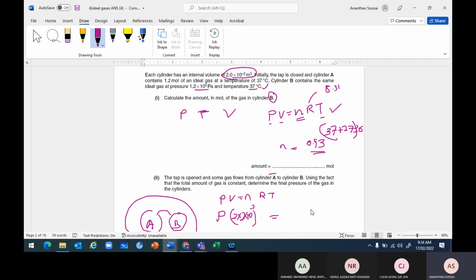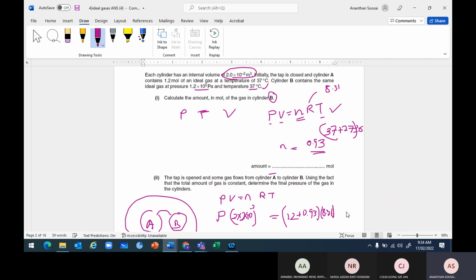Okay. What is n? The number of moles? Because A and B are now combined, it's the total number of moles. So the total number of moles is 1.2 plus 0.93. That's the total number of moles of the gas. R we know is 8.31.